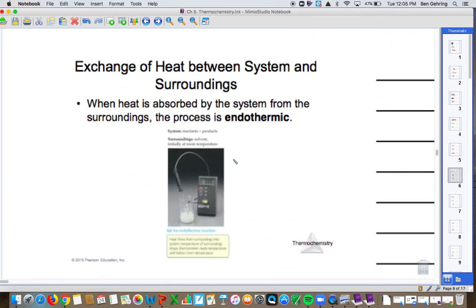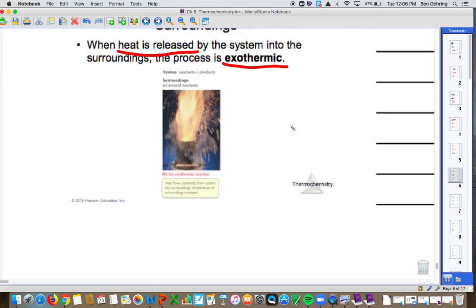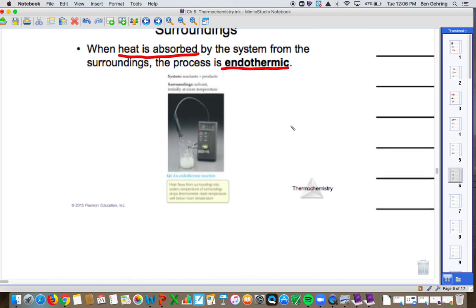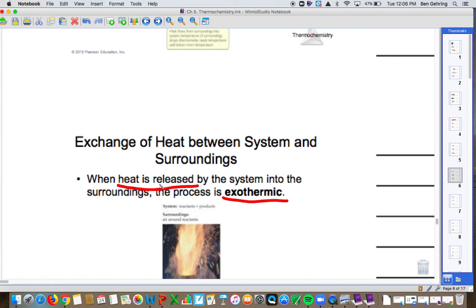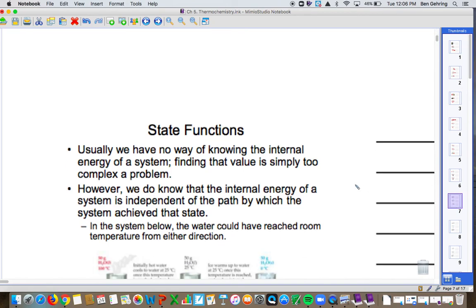So this is a term you're more familiar with. If heat is absorbed, so again, we're gaining heat here, we have an endothermic process. On the flip side, if heat is released, we have exothermic. So again, endergonic was energy. If we gain energy, we're endergonic. If we gain heat, we are endothermic. If we lose energy, we're exergonic. If we release heat, we are exothermic. That's the distinction between those two words.